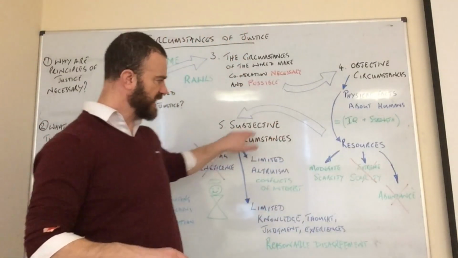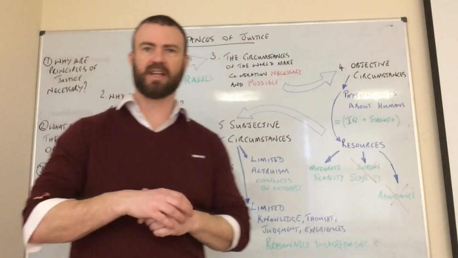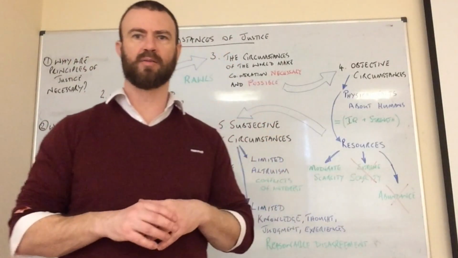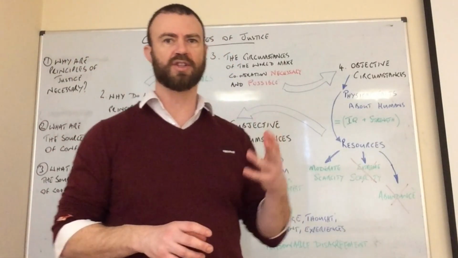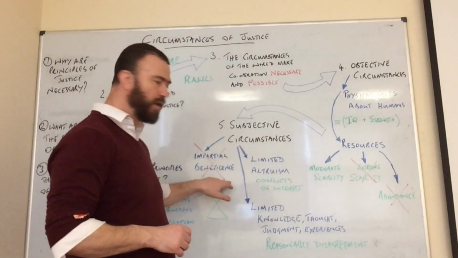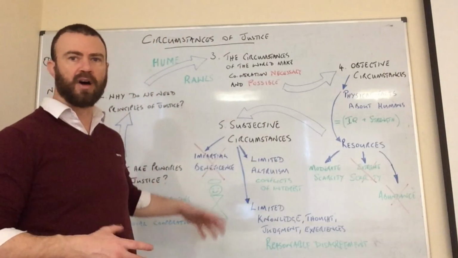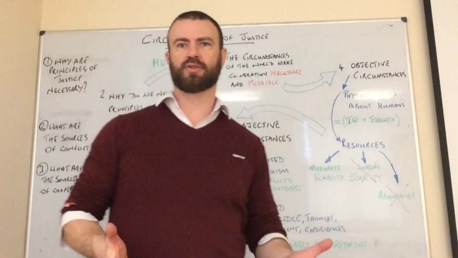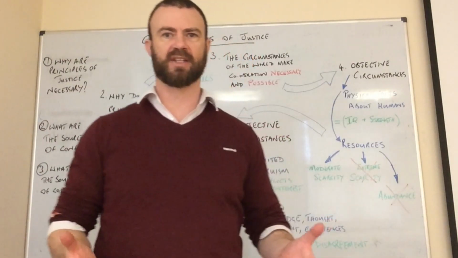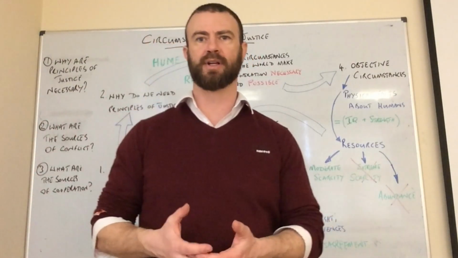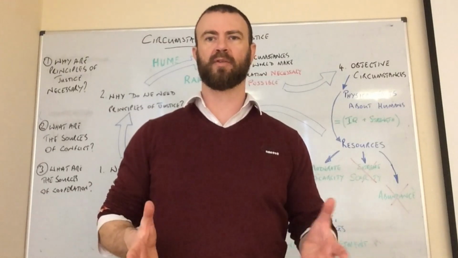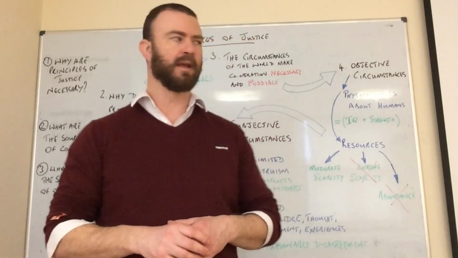The second set of circumstances that Rawls talks about are what he calls subjective circumstances. This is largely about our own moral psychology. We're not, Rawls says, impartially benevolent. We're not perfect altruists who just want to satisfy each other's interests and have no regard for our own interests. It's not the kind of world we live in. We're not saints in that way.